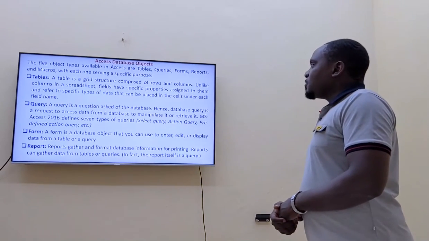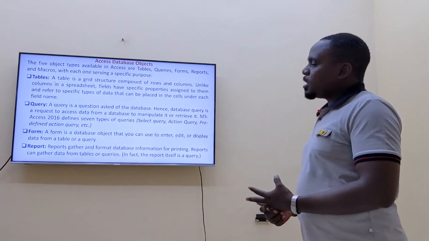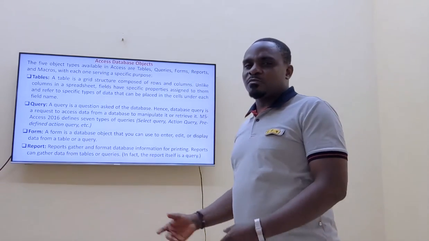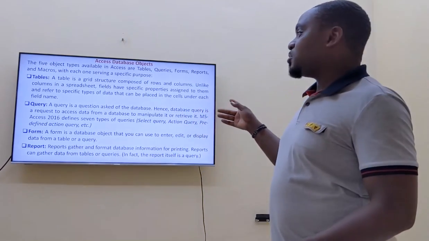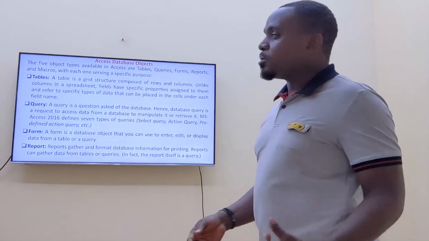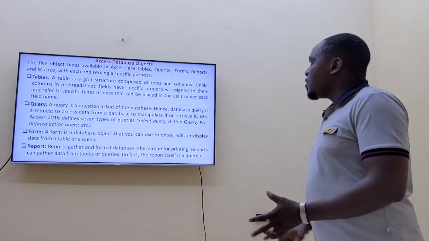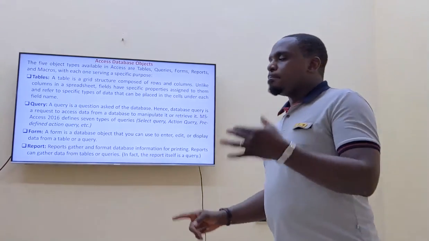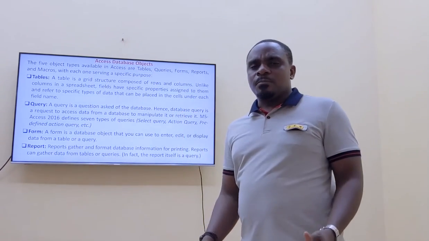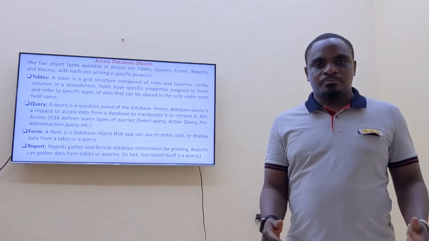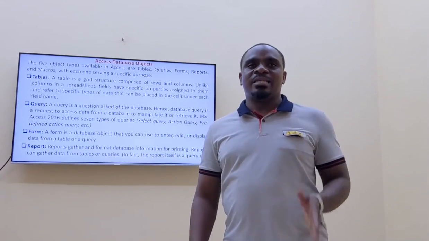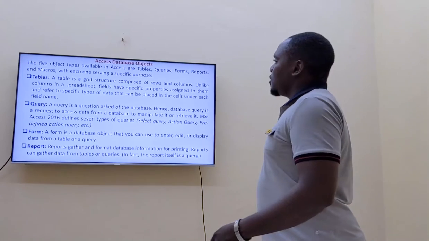Now, Access database objects. We have different objects that we can make use of in Microsoft Office Access, but there are 5 major objects we're going to be talking about in this course. We're going to be talking about tables, queries, forms, reports, and macros. Now, tables: this is a tabular form, a tabular arrangement where you enter data in each cell of the table.